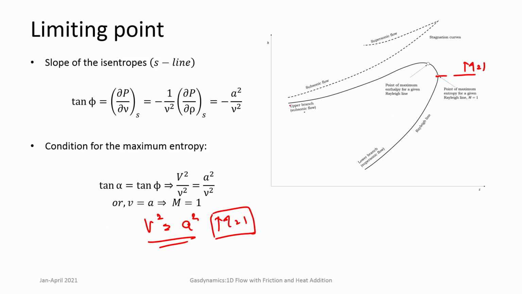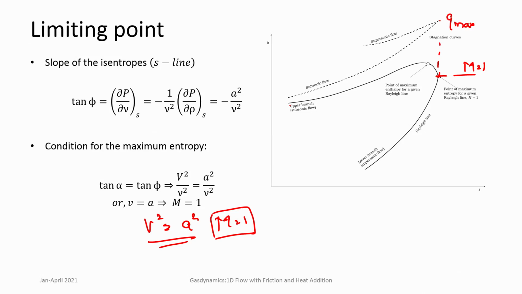In a Fanno curve, the flow has to follow the Fanno curve to get to Mach number equal to 1, and then it is a critical point on the Fanno curve. In a Rayleigh curve, it has to follow a Rayleigh line, and it has to reach Mach number equal to 1, which is a critical point. This point also corresponds to the maximum Qmax, that is, the maximum heat added.